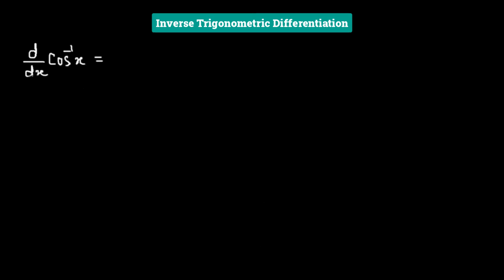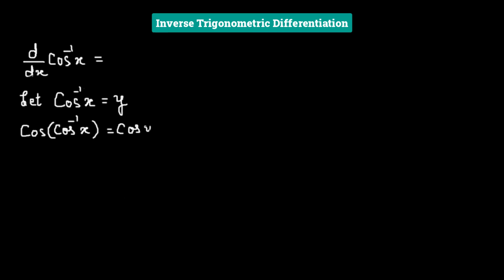Now we're going to find the derivative of the inverse cosine function with respect to x. So we're going to use the same method. So let cosine inverse of x be equal to some variable y. Then we take the cosine function on both sides. So that will give us cosine of cosine inverse of x equals cosine of y. So cosine of cosine inverse of x will be x, which will be equal to cosine of y. Let's label this equation as number 1.